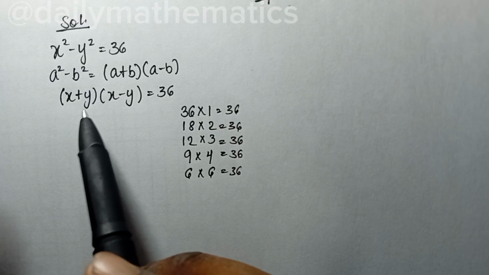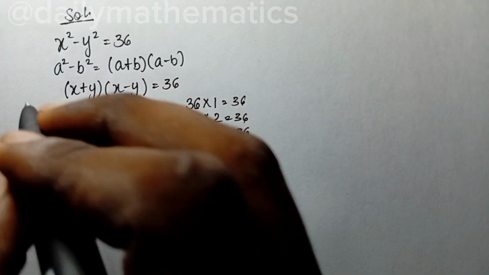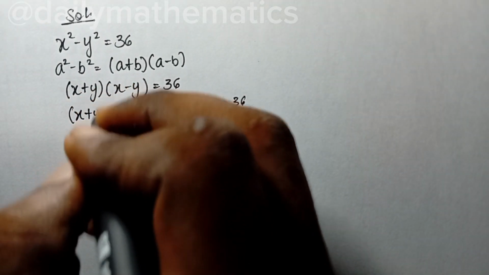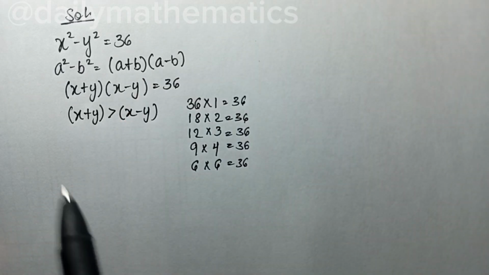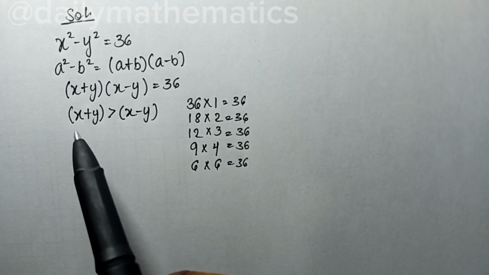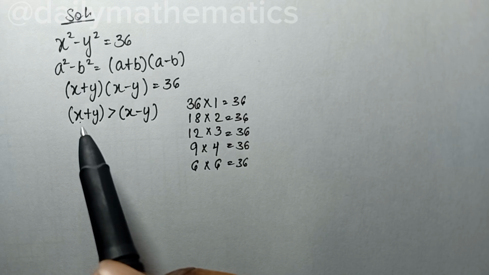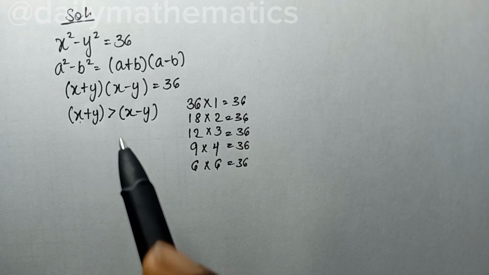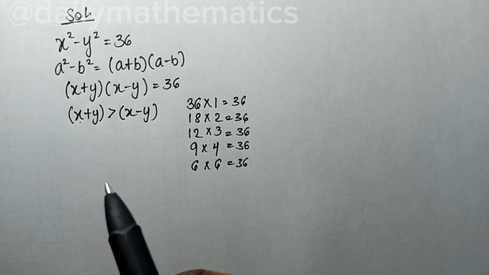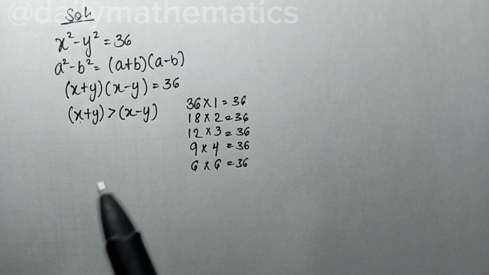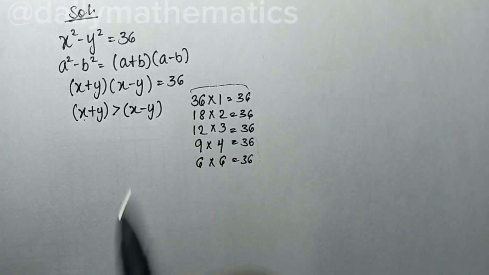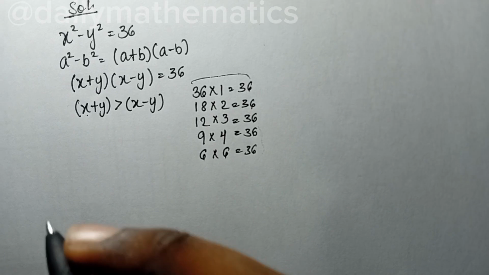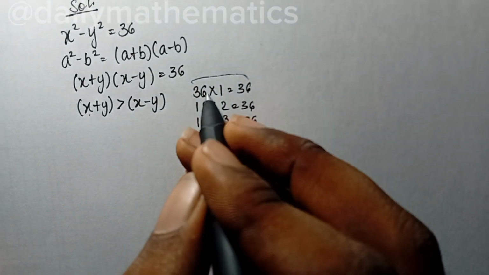Since we have x plus y bracket x minus y equals 36, how do we equate them? We know that x plus y is going to be greater than x minus y, because even if we have 1 for x and 1 for y, 1 plus 1 is 2, 1 minus 1 is 0. So x plus y is definitely greater than x minus y. That means we have different cases, so let's begin with the first case.